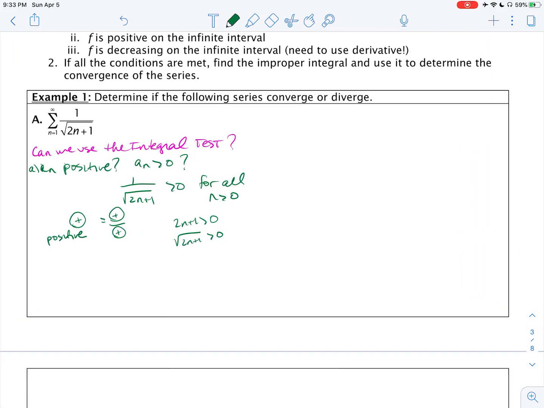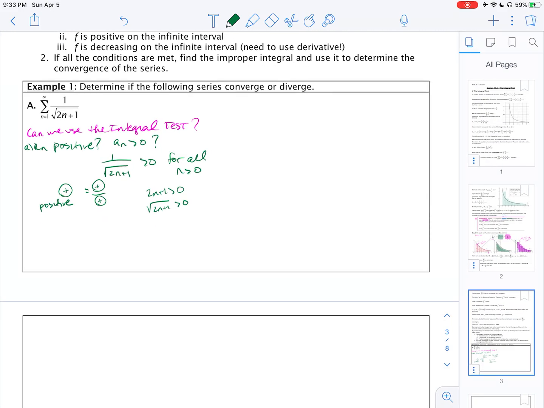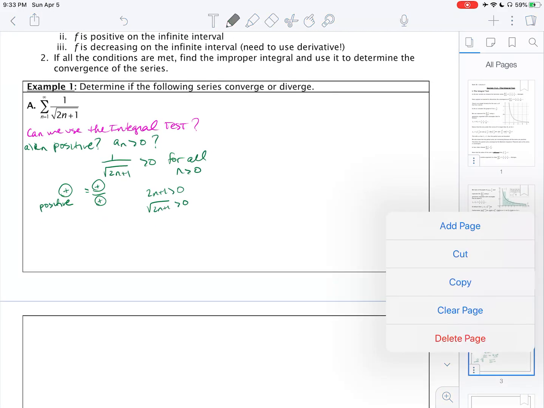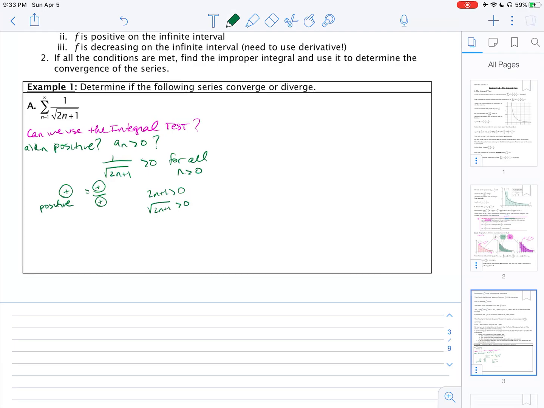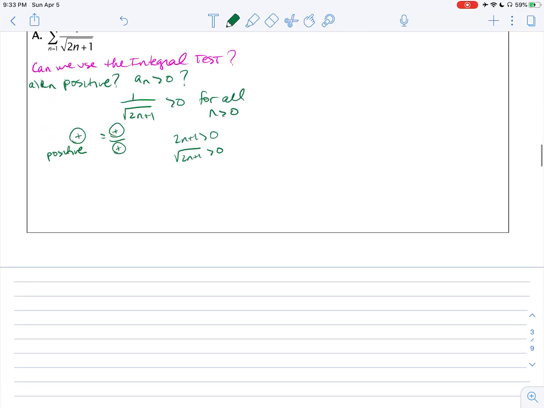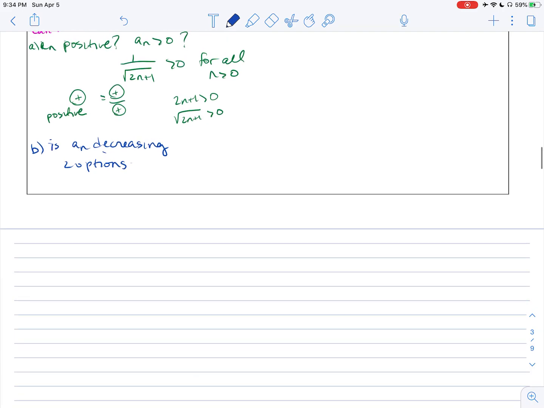So at this point, I want to add a page here and go over how do we show if something is decreasing. So part B here is: is a sub n decreasing? There are two options, and we want to see the next page for that. And so option 1 for a sub n decreasing is the direct method.